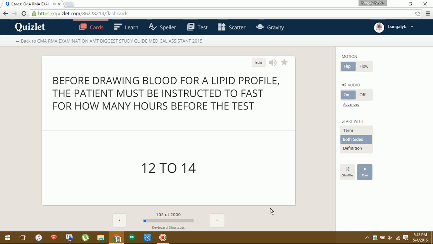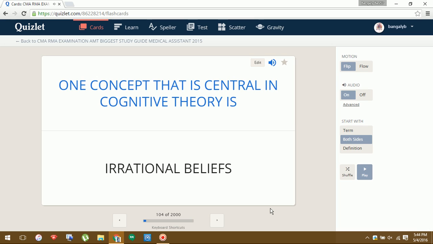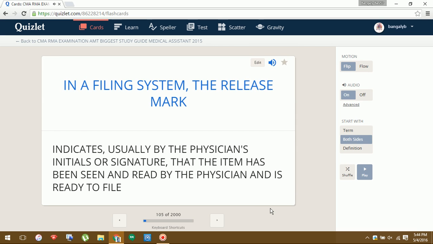12-14. A paper medical record should be corrected by which of the following methods? Draw a single line through the error with red ink. Write the correction, initial, and date. One concept that is central in cognitive theory is irrational beliefs. In a filing system, the release mark indicates, usually by the physician's initials or signature, that the item has been seen and read by the physician and is ready to file.